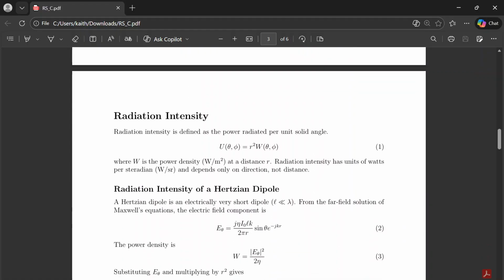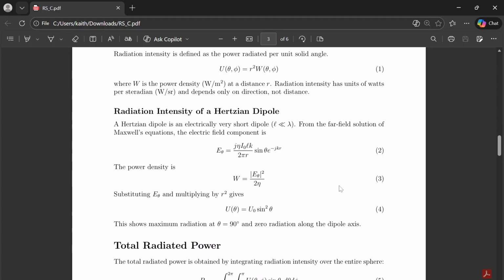Now coming to radiation intensity. So we define radiation intensity as the power radiated per unit solid angle. As you can see, the radiation intensity is a function of only theta and phi. It's defined as r squared times the power density. Even the power density is a function of theta and phi only. So it has the unit of watts per steradian and it depends only on direction, not on the distance.